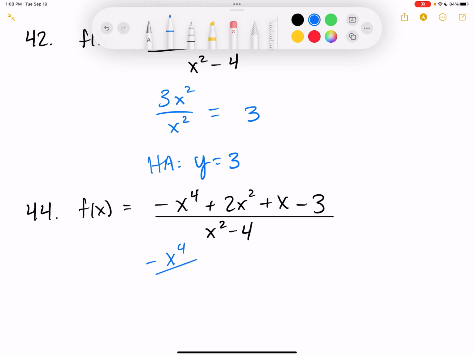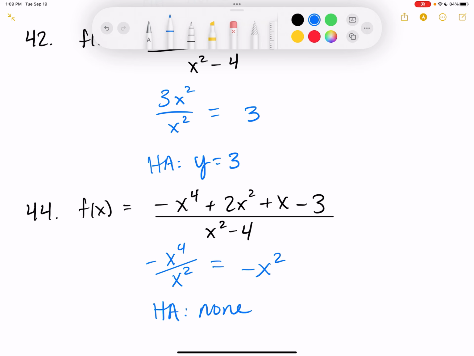There's no horizontal asymptote. We still have to do that. So, the biggest on top and the biggest on the bottom, over each other. That reduces to negative x squared. And then horizontal asymptote? No, there's not. Bigger on top, so none.